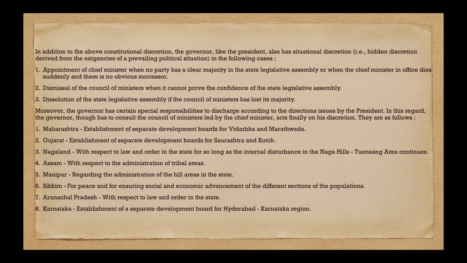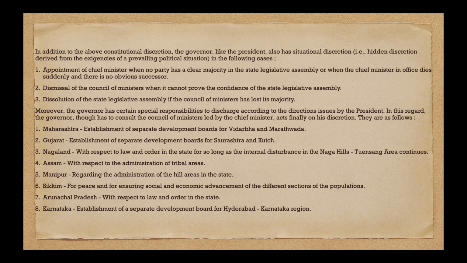In addition to the above constitutional discretion, the governor, like the president, also has situational discretion, that is, hidden discretion derived from the exigencies of a prevailing political situation in the following cases. 1. Appointment of Chief Minister when no party has a clear majority in the state legislative assembly, or when the Chief Minister in office dies suddenly and there is no obvious successor. 2. Dismissal of the Council of Ministers when it cannot prove the confidence of the State Legislative Assembly. 3. Dissolution of the State Legislative Assembly if the Council of Ministers has lost its majority.